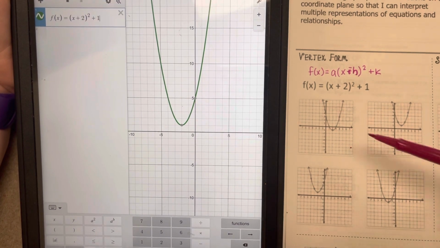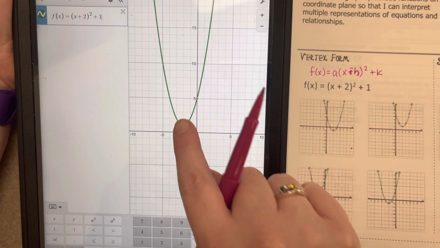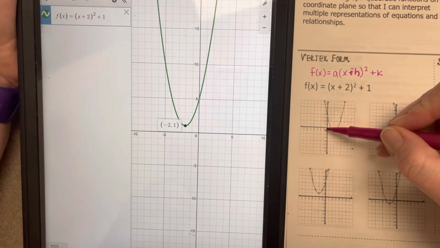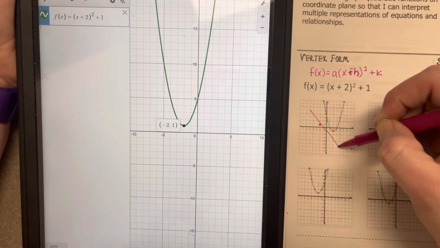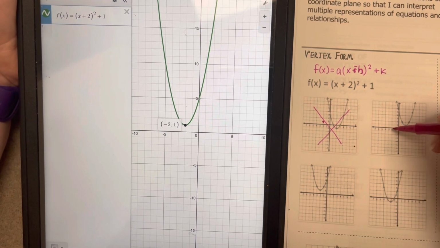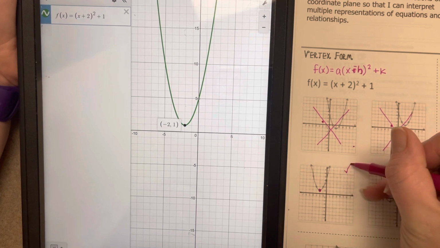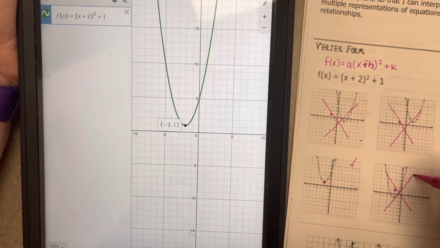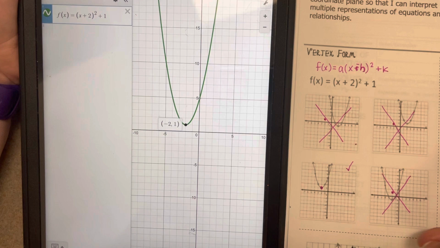I need to pick which of these four match this graph. So I'm going to check the vertex, and I can see the vertex is at (-2, 1). Looking at each of these graphs, (-2, 1) would put my vertex here, so it's not that graph. (-2, 1) would be here, it's not that graph. (-2, 1), okay, this one works. Or (-2, 1), so it can't be that graph. So it's simply put it into Desmos, find the one that matches.